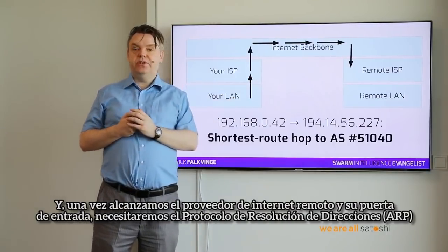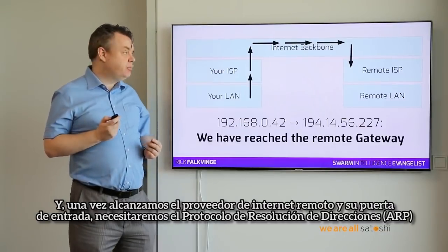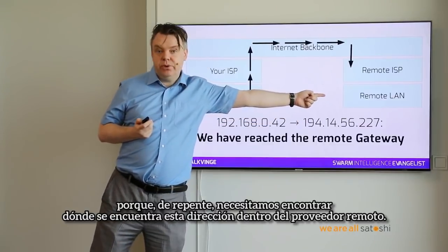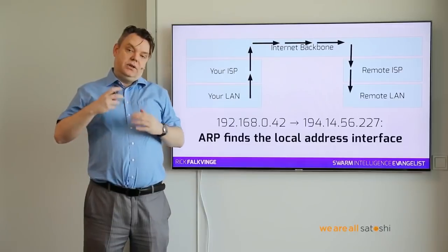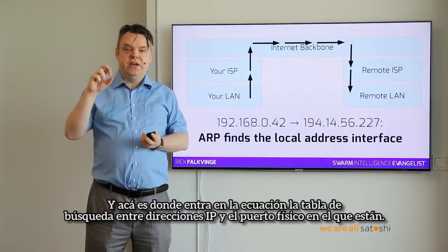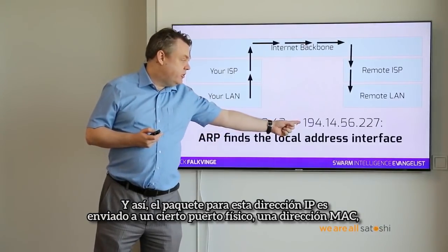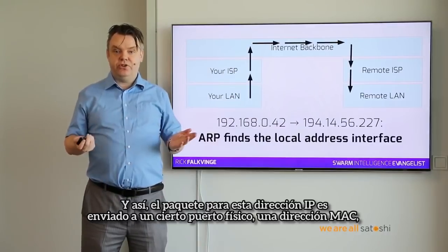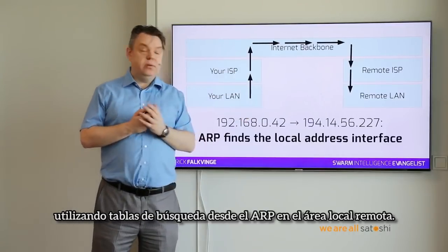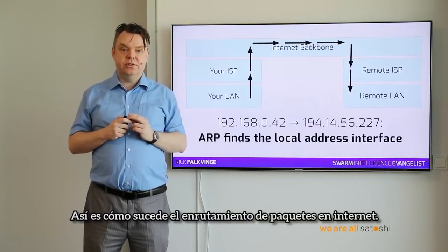And once we hit the remote internet service provider and its entry gateway, we're going back to the Address Resolution Protocol, because all of a sudden we need to find where this address is in the remote ISP. And this is where this lookup table between IP addresses and what physical port they are on comes into play. And so the packet for this IP address is sent to a certain physical port, a certain MAC address, using lookup tables from ARP in the remote local layer network. This is how packet routing happens on the internet.